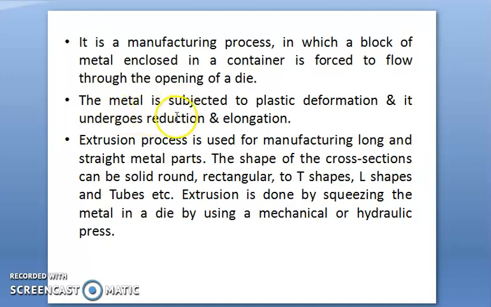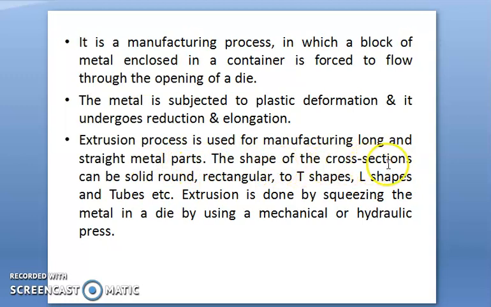The metal is subjected to plastic deformation. As I already told, in metal forming, the desired shape and size of the component is obtained through plastic deformation of the metal. The extrusion process is used for manufacturing long and straight metal parts. It's mainly used for producing long and straight metal parts.